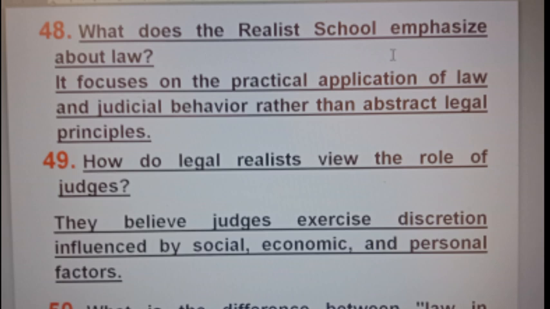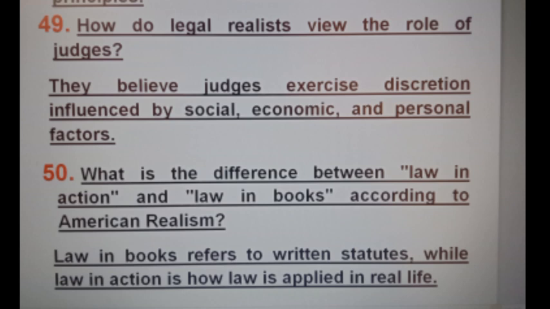How do legal realists view the role of judges? They believe judges exercise discretion influenced by social, economic, and personal factors. What is the difference between law in action and law in the books according to American realism? Law in books refers to written statutes, while law in action is how law is applied in real life.